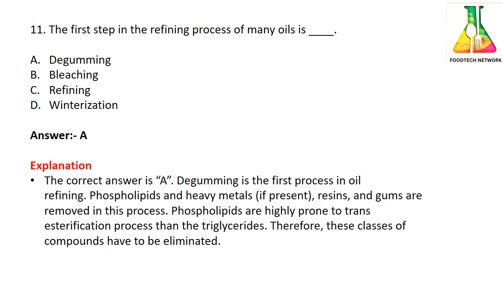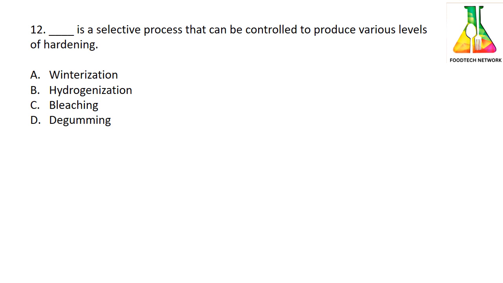Degumming is the first process in oil refining, and phospholipids and heavy metals, if present, resins and gums are removed in this process. Phospholipids are highly prone to esterification process than triglycerides, and therefore this class of compounds has to be eliminated.